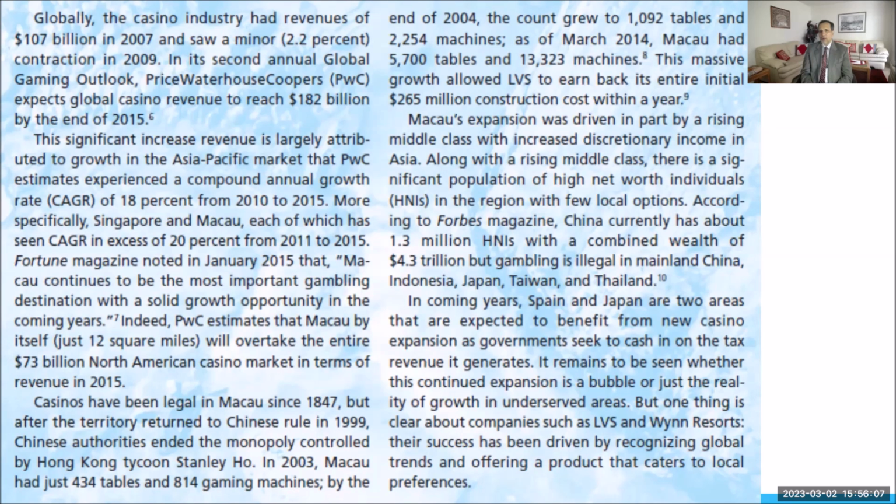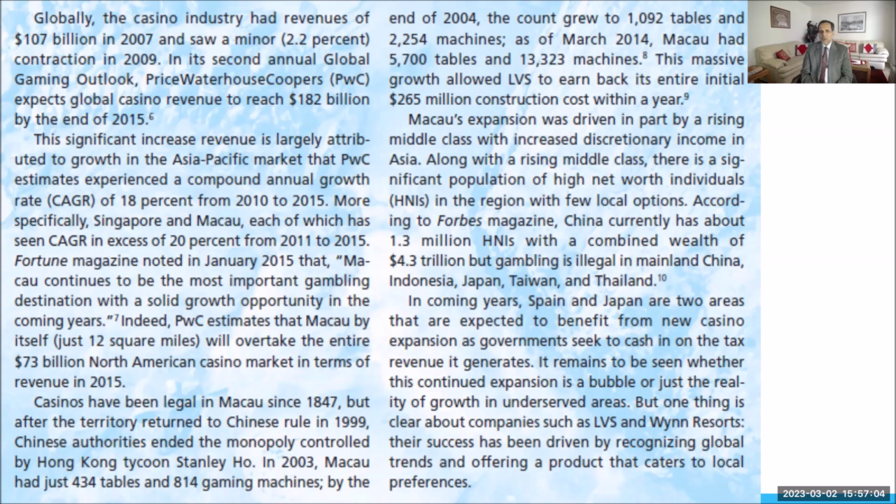Macau's expansion was driven in part by a rising middle class with increased discretionary income in Asia. Along with a rising middle class, there is a significant population of high net worth individuals in the region with few local options. According to Forbes magazine, China currently has about 1.3 million high net worth individuals with a combined wealth of 4.3 trillion, but gambling is still illegal in mainland China, in Indonesia, in Japan, in Taiwan, and in Thailand. So in the coming years, Spain and Japan are two areas that are expected to benefit from new casino expansion as governments seek to cash in on the tax revenue it generates.